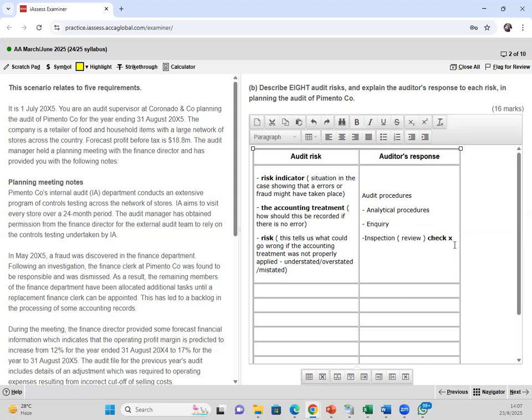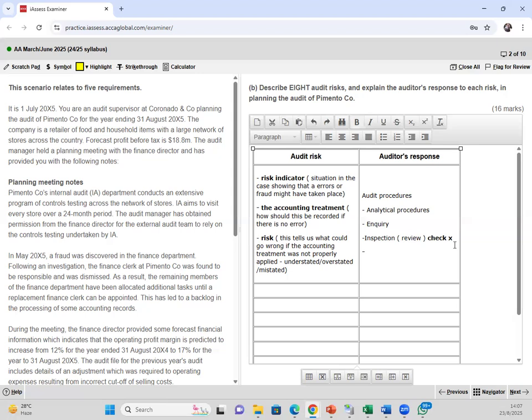You can replace that with inspect the records, and also don't just use the word records. We don't have a record called the records. You must specify. If you are using the inspection procedure, let it direct what exactly we are inspecting. Is it the asset register? Is it the list of creditors? What is it that we are inspecting? You don't just say inspect the records. We don't have a document called the records.